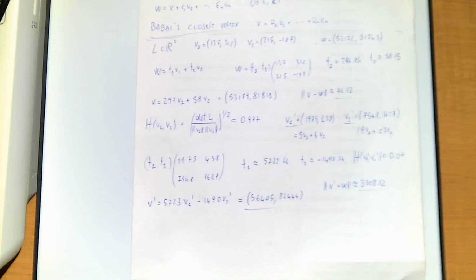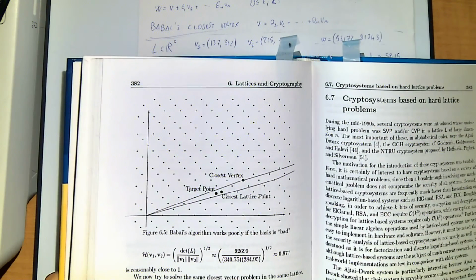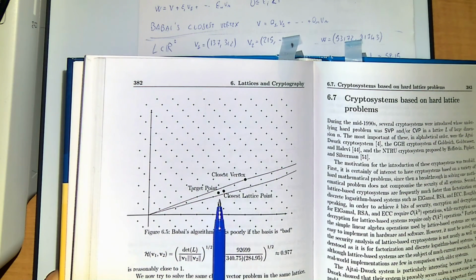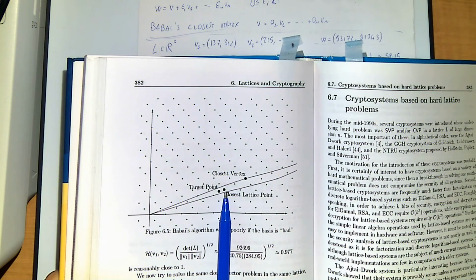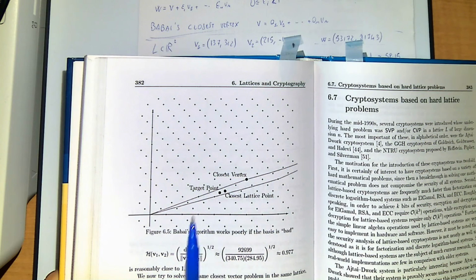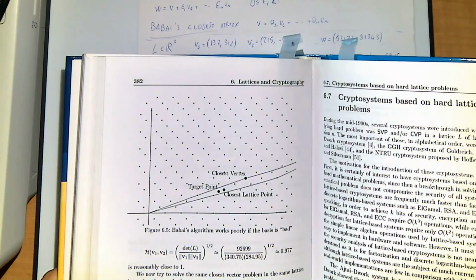And so what happens, I think the book illustrates it better than I could possibly ever draw it, is that when we have this basis that is very skewed, and we take our target point, this is the closest lattice point, but the closest vertex is this one. Right, so I have a bad parallelepiped to begin with, and so the closest vertex is not going to be the closest lattice point anymore. Okay, and that's exactly what happened in this example.